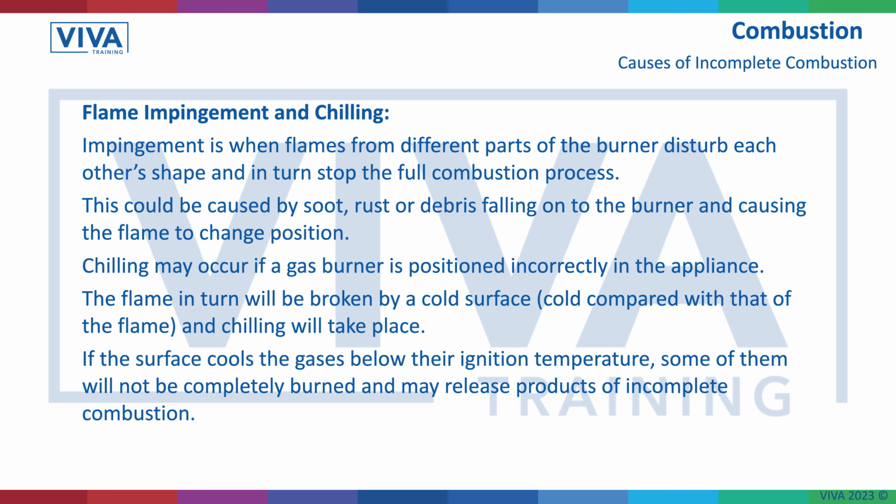So we can get the soot form, we can get rust and debris going onto the burner, so it restricts the amount of gas and air coming through, so it affects the way that it's burning. Then, if it's hitting a cold surface where the flame shouldn't be hitting, again we're going to get that same thing. We're getting flame chilling, which is what's going to cause problems if it's below that ignition temperature. Natural gas, we talked about 704 degrees. If it's below there, we're going to get incomplete combustion.